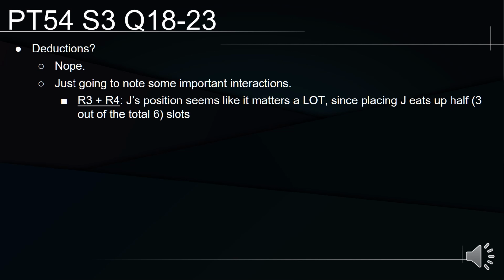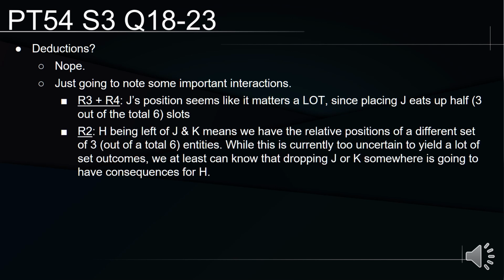And the alternative is if you put it in slot 4 itself specifically, then we know that S and T are to the right of J, and so that also eats up half the board. So no matter what we do with J, we kind of know what's going on, and that's an important thing, I think. Rule 2 would be the other thing that I would be on the lookout for.